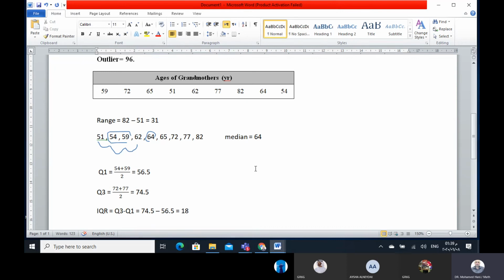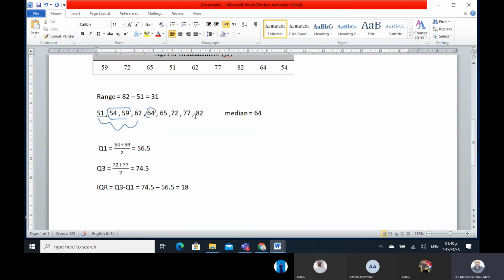Okay. We found the median 64. The median determines the center of the data here. So we have two sets. The first set here, find the median of the first set. As you see, we have 4 numbers. If you have an even number, take the 2 numbers in the middle and find the mean. So Q1 will be 54 plus 59 divided by 2, which is 56.5.